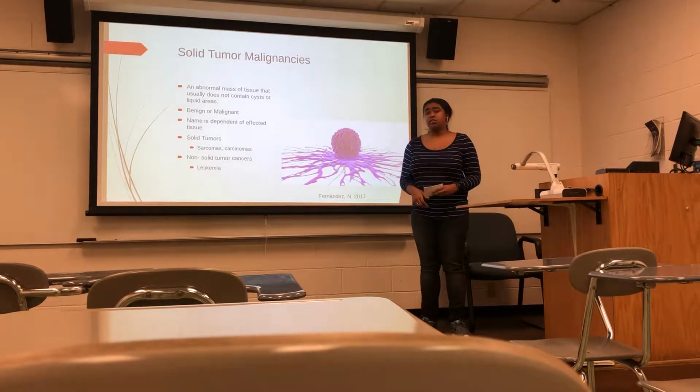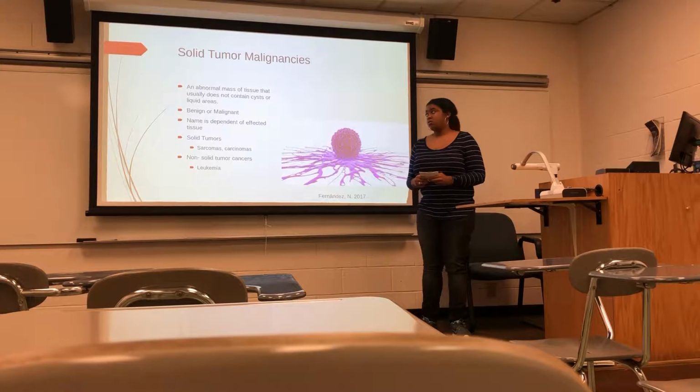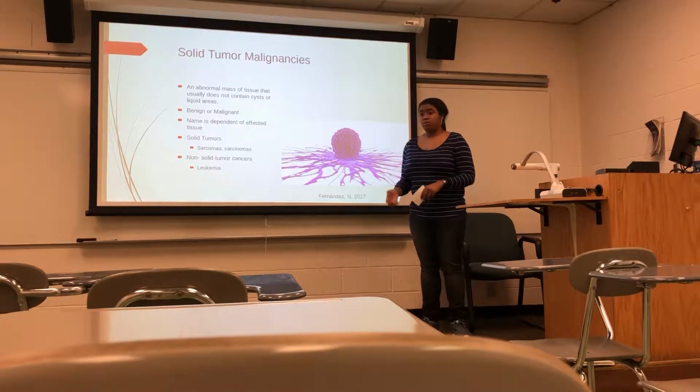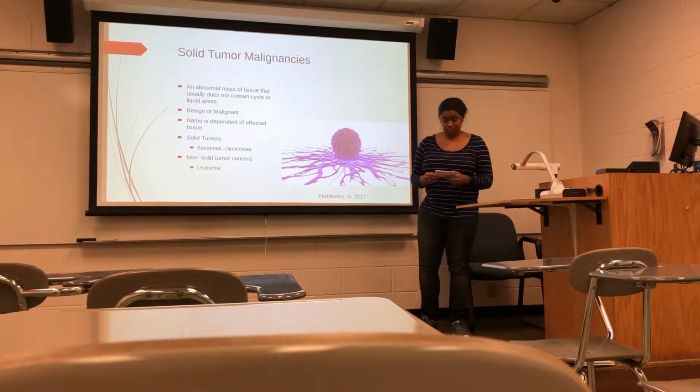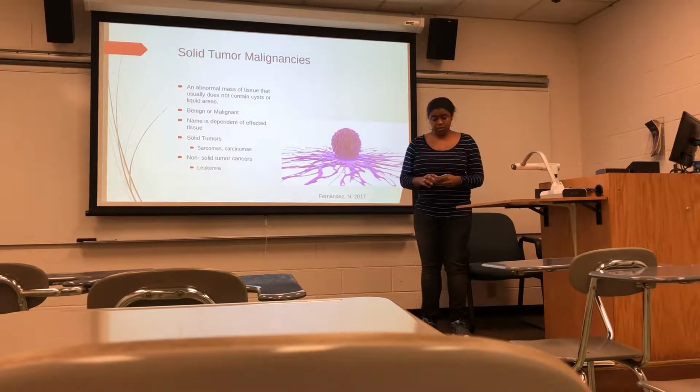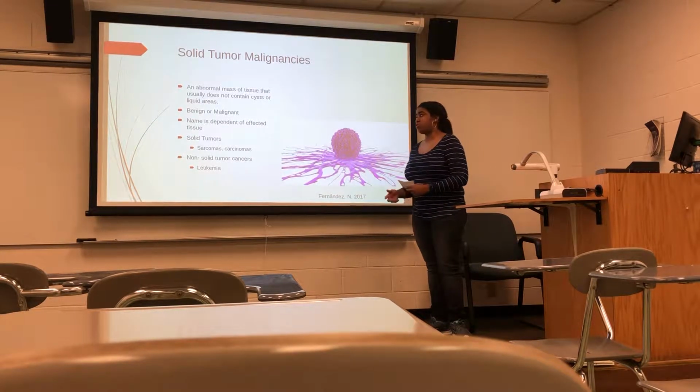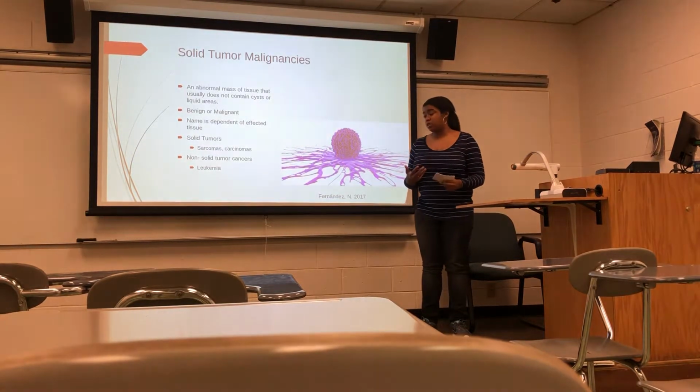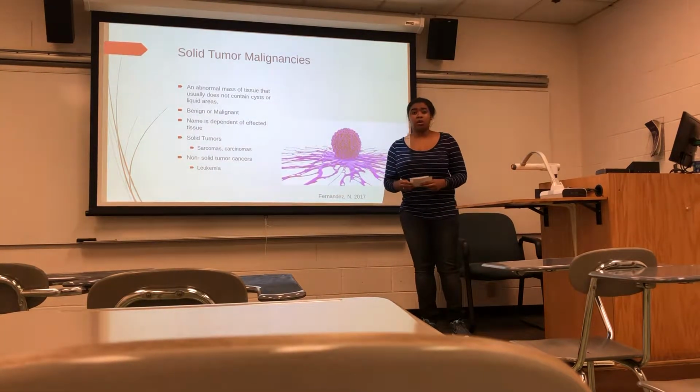Solid tumor malignancies are abnormal masses of tissue that usually do not contain cysts or liquids. These tissues can be either benign, which is non-cancerous, or malignant, which is cancerous. The name of these tumors is dependent on the tissue that it affects. Some examples of solid tumors are sarcomas and carcinomas, and some examples of non-solid tumor cancers are leukemia, or cancer of the blood.